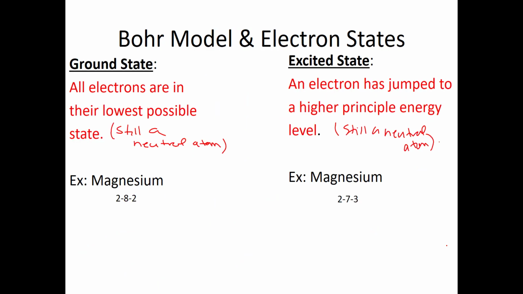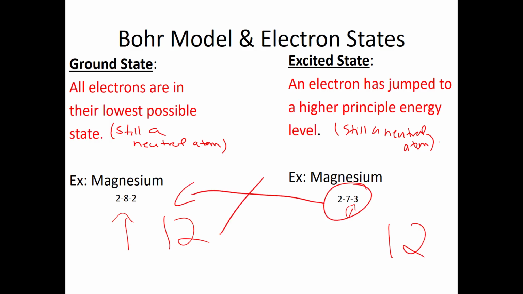So, ground state versus excited states. When you look at ground states versus excited states, in a ground state all electrons are in their lowest possible state. This is still a neutral atom. This is exactly how you see it on the periodic table. An excited state is when an electron is moved to a higher principal energy level. Still neutral, but it has an excited electron. Same amount of electrons, but not the same order as what you would see on the periodic table. So 2 plus 8 plus 2 gives you 12. 7 plus 3 plus 2 still gives you 12, but you can see that this order is not the same as that found on the periodic table.